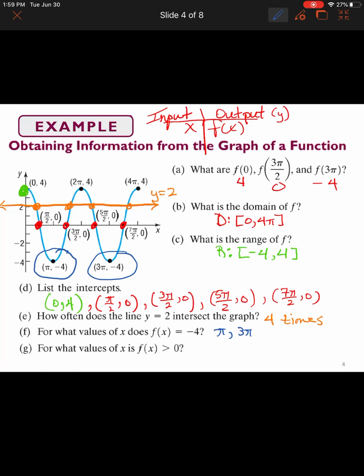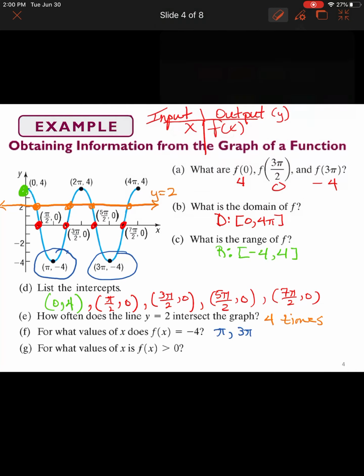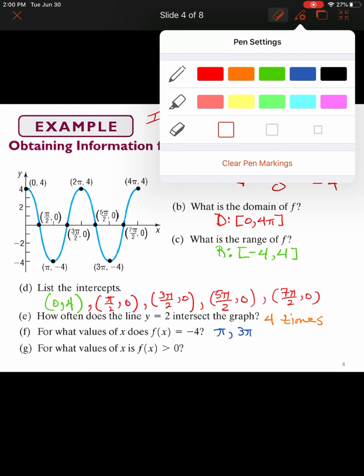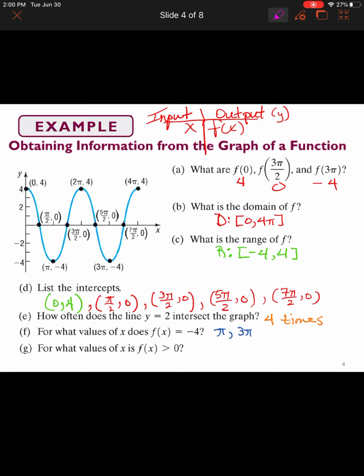And then finally, this problem says, for what values of x is f of x greater than 0? When it's asking greater than 0, you're looking at everywhere the graph is above the x-axis, because that's saying the y values are positive. So here is greater than 0. This stuff right here, all of this stuff, greater than 0.